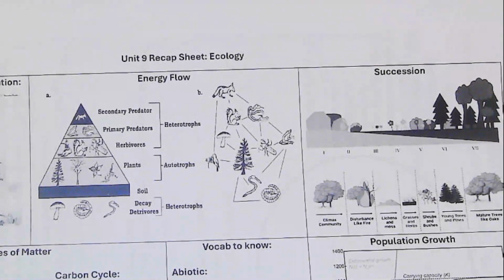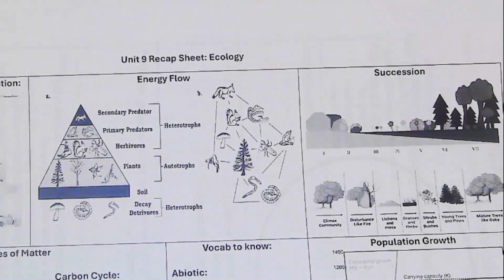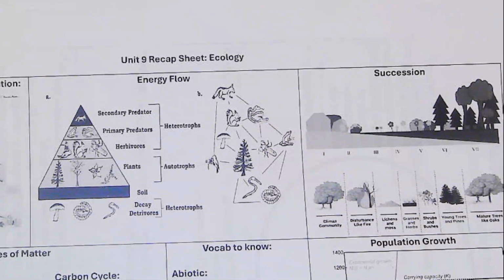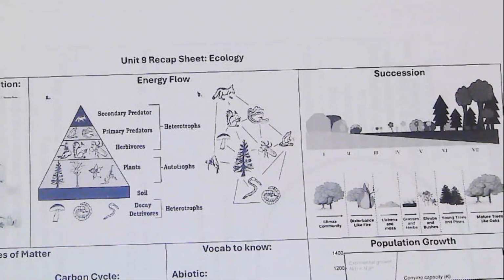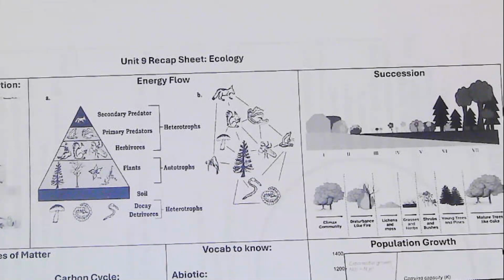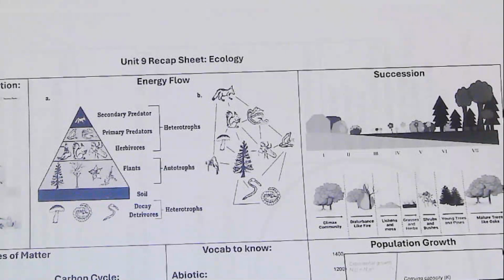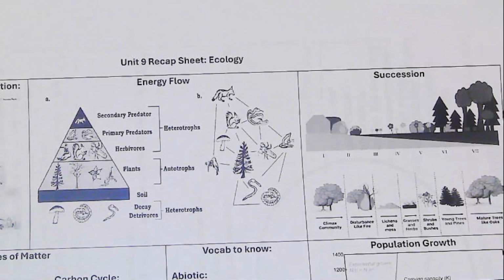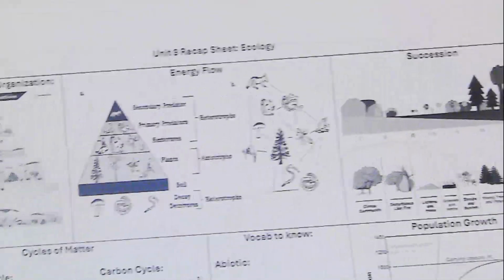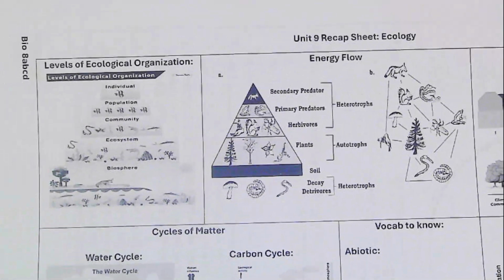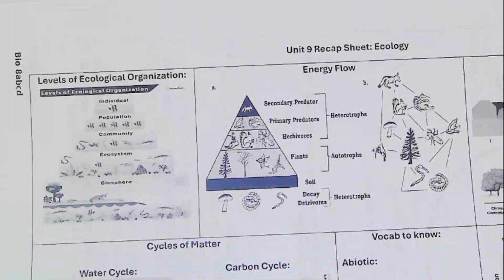I'm going fastest. So Unit 9 was ecology, all about this in your ecology book. So hopefully you did do your ecology book, otherwise you will struggle in this unit. So Unit 9 started on this side. Go over here, with your levels of ecological organization.